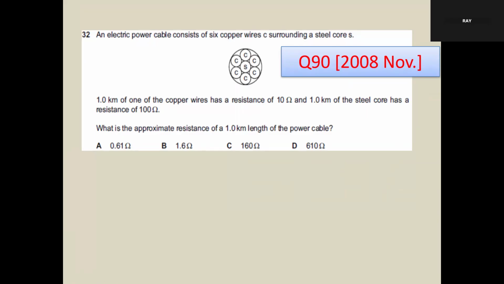This copper wire C is surrounded by a steel core S. 1 kilometer of copper wire has a resistance of 10 ohm, and 1 kilometer of steel core has a resistance of 100 ohm. What is the approximate resistance of 1 kilometer of the power cable?